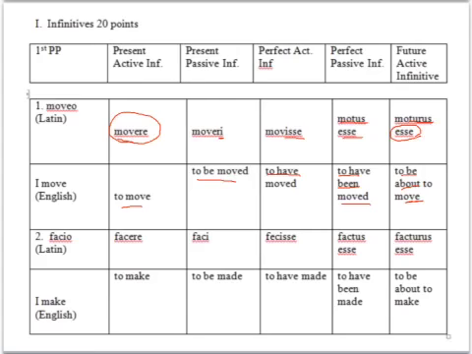Now, I give you facio. Now, facio is third IO, and so, again, the second principal part, facere, and since, remember, it's third and third IO, you have three letters drop away, so the ere all drops away, and you add the I, faci. Again, perfect active infinitive is the third principal part plus isse. Perfect passive infinitive is the fourth principal part, factus plus esse. And then the future active infinitive is facturus esse. And again, English is to make, to be made, to have made, to have been made, and to be about to make.